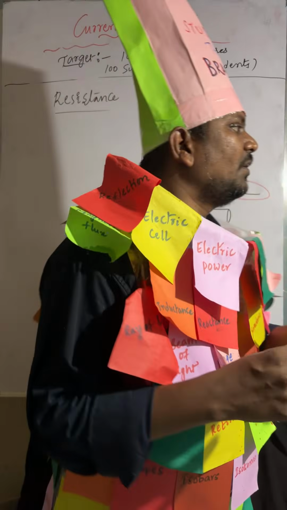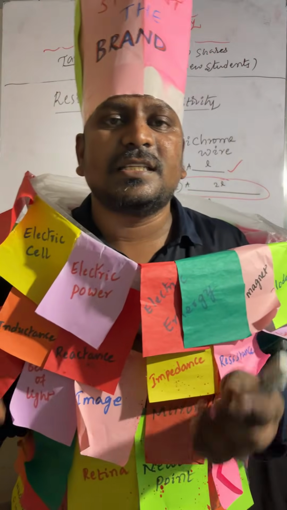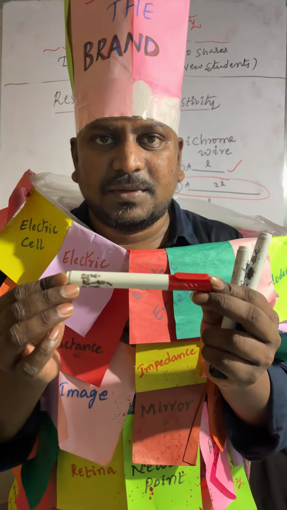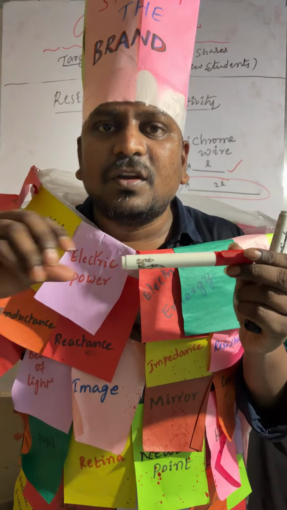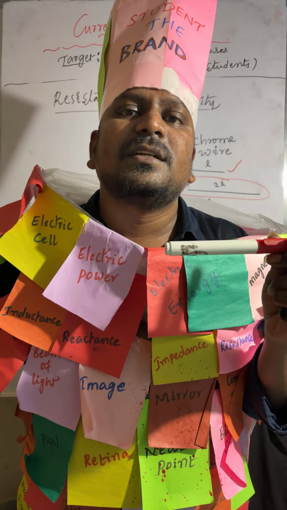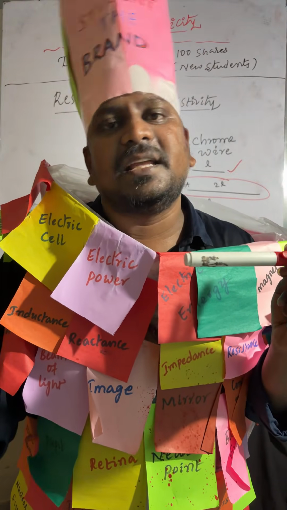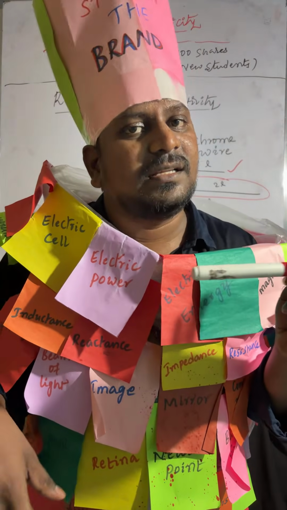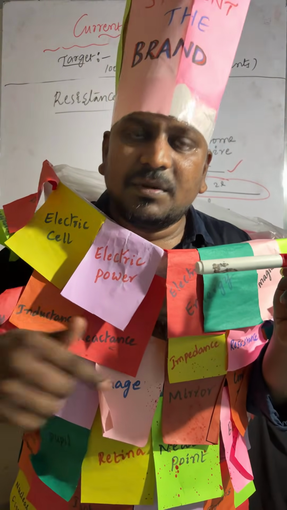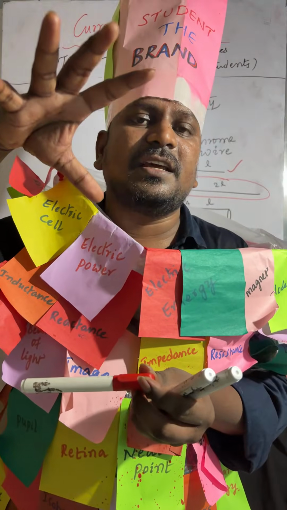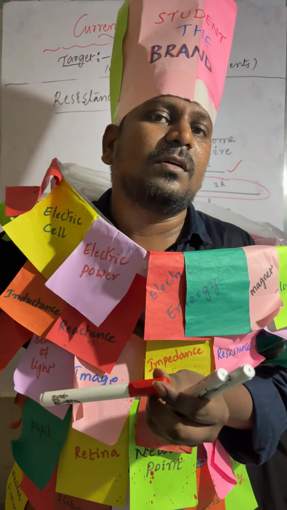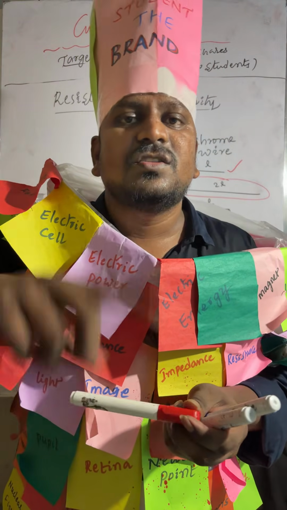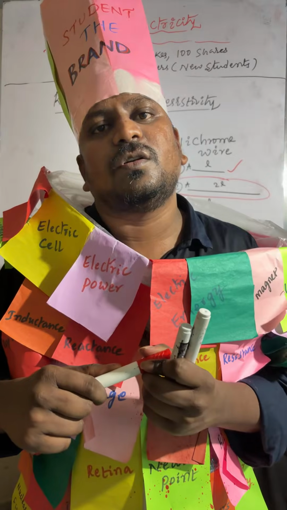Understood or not? So by observing these four cases, we can conclude that if the length of the wire is this much, resistance will be less. If you increase the length twice, resistance increases, so current decreases, right? And coming to the next one, area of the cross section increased, so more current goes, right? Then resistance decreases. So R is inversely proportional to area of the cross section.